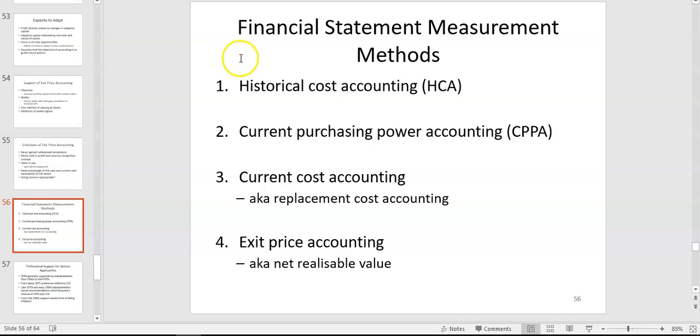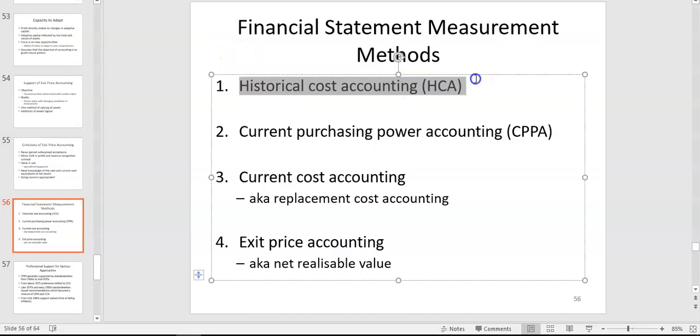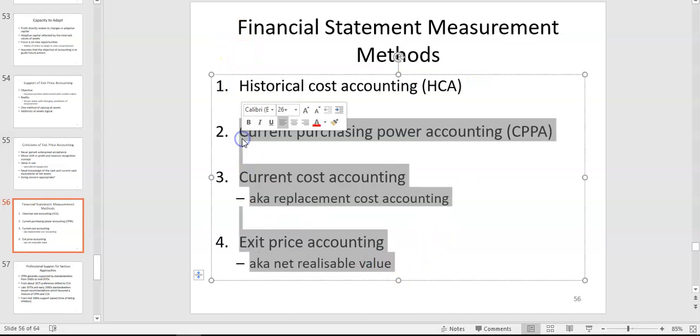The main one that's currently in operation is historical cost accounting. All of these have been proposed over the various decades, but none of them really have gained widespread acceptance. And we'll look at that in the next couple of slides, what the level of support has been for each one, and why historical cost accounting still continues to be the dominant framework that's been used in business today.